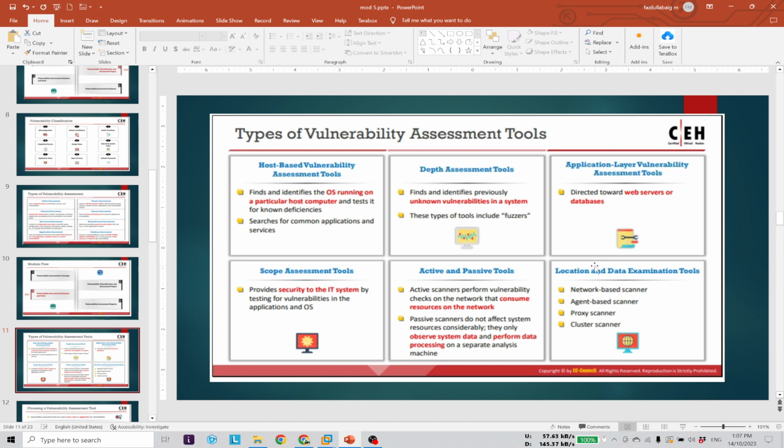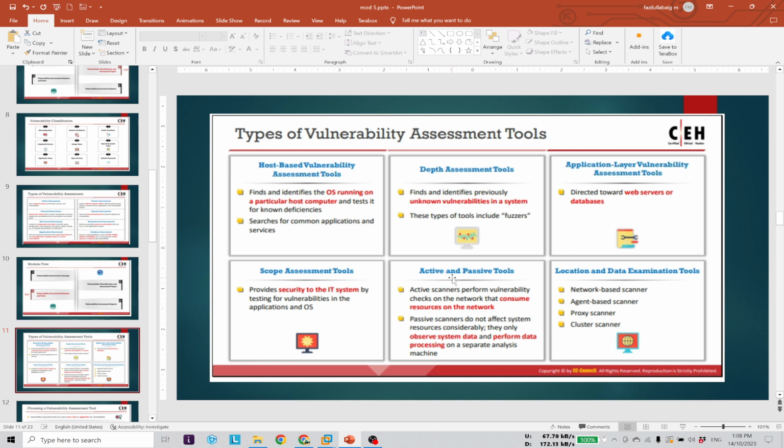What are application layer vulnerability assessment tools? They are directed towards web servers or databases. We can see in Google what tools are available; they are not given here. Scope assessment tools provide security to the IT system by testing for vulnerabilities in the application or OS. OS is nothing but operating system.